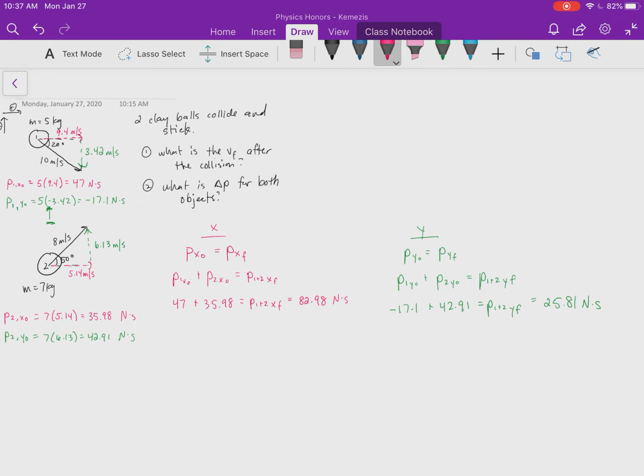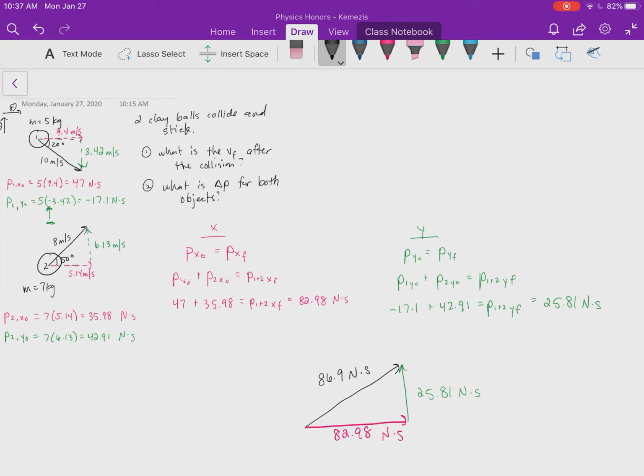Okay, so if we put these two together, these are the components of the momentum. So I get 82.98, right, is the momentum going to the right after the collision, and then we have 25.81 Newton seconds going up. So our question is, what is our final momentum? Right, we use the Pythagorean theorem. Again, I'm not showing it because we are so used to using it now. 82.98 squared plus 25.81 squared, square root.